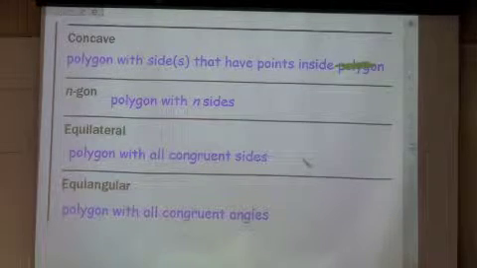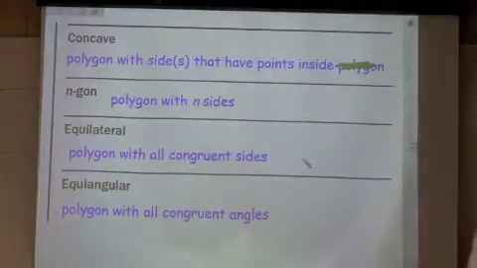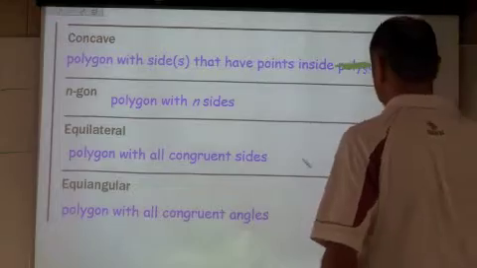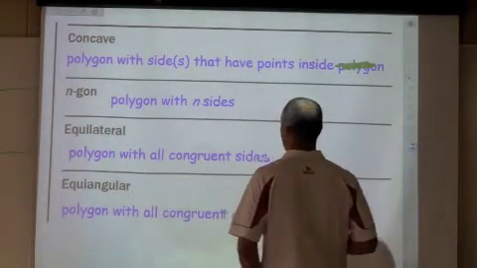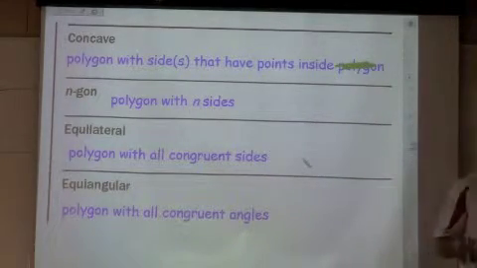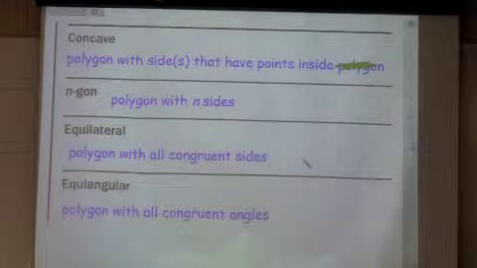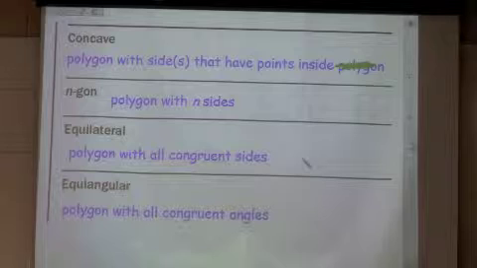Equilateral, what's that root prefix mean? Equa. Equal, same. Just like when you talk about equidistant, same distance. Equilateral, any polygon with all congruent sides. So all sides have to have the same length. And similarly, equiangular, any polygon with all congruent angles.